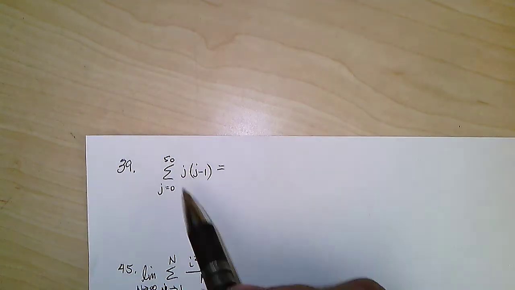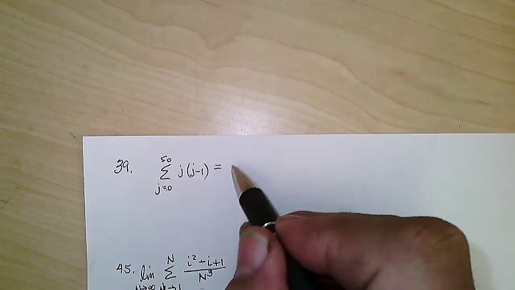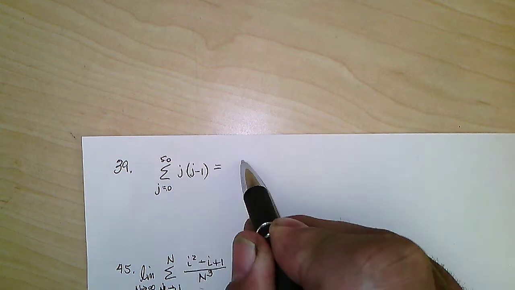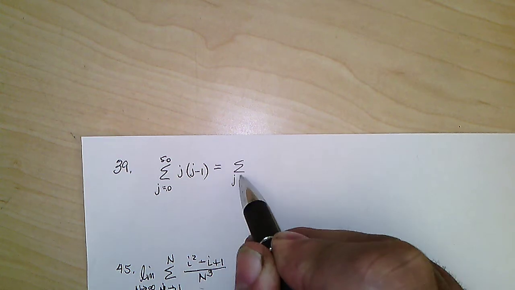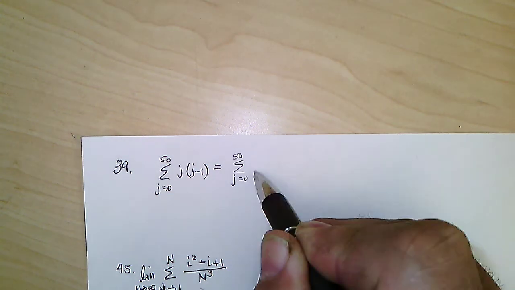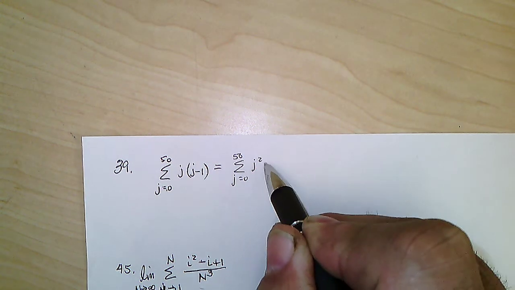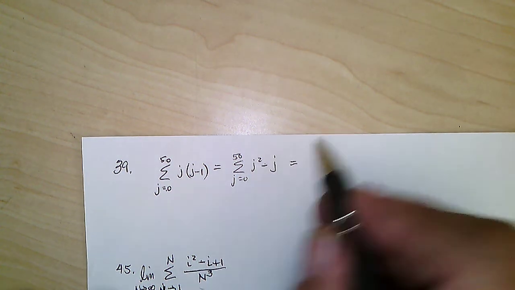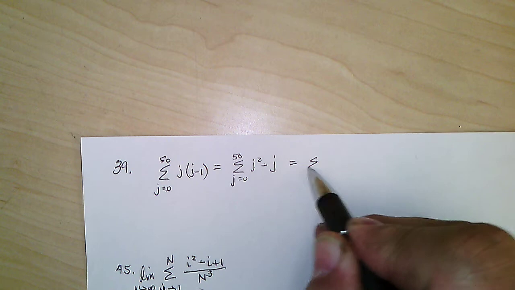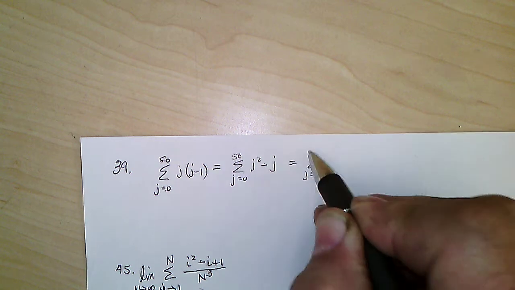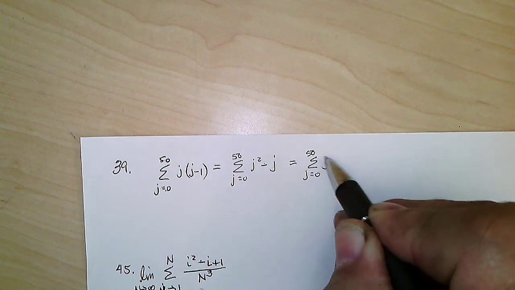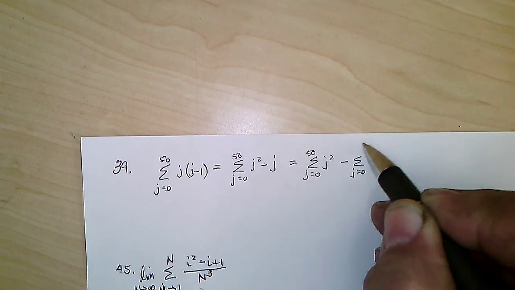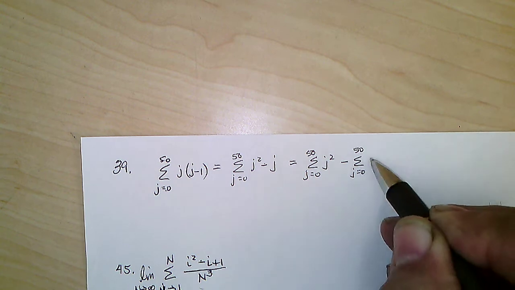All right, it said go from 0 to 50. Well, this is a product. We can't split that up, but we can distribute the j, so this would become the sum of j equals 0 to 50 of j squared minus j, and if we distribute that, then we can just split up this addition or subtraction to the sum as j goes from 0 to 50 of j squared minus the sum as j goes from 0 to 50 of j.